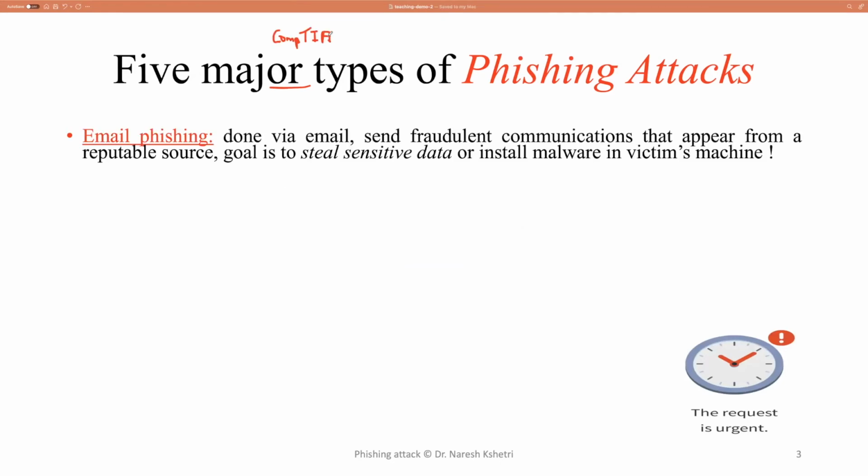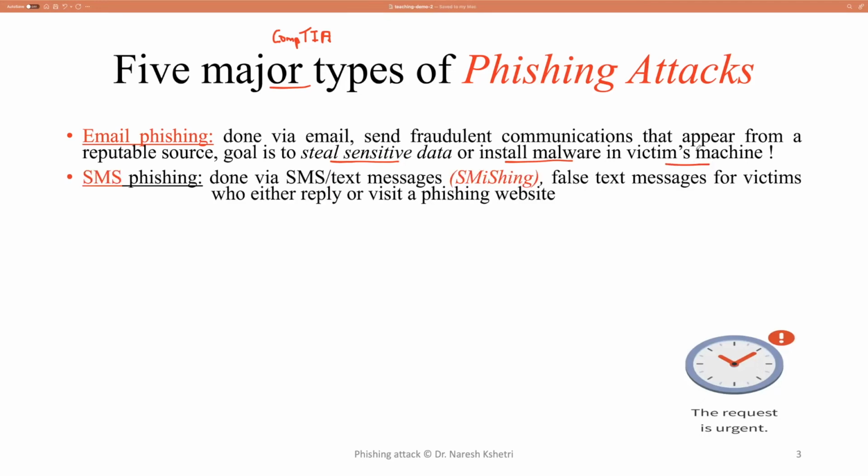The first one is email phishing, normally done by email, and the target is to steal sensitive data or install malware on the victim's machine. The second one, the popular one, is SMS or text. We also call it smishing, where they try to send a false text message, so the victim will either reply or reach a phishing website. They provide a link where they want the victim to go and log in.